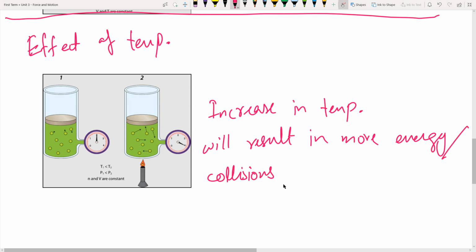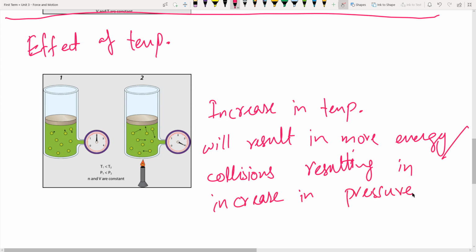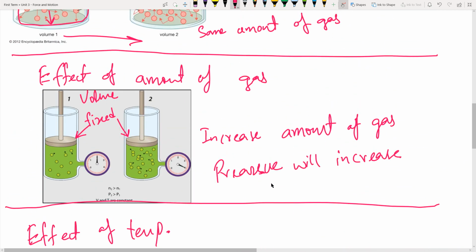Energy, collisions, resulting in more pressure. An increase in pressure. So these are the three main factors for the increase of gas pressure. And what is gas pressure? It is the amount of collisions that the particles are having, the force that they exert on the wall of the container. So that can be increased by increasing the temperature, or increasing the amount of gas for the same volume.